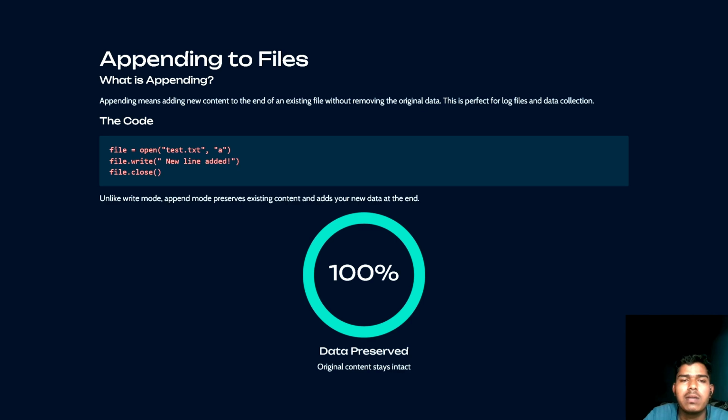Appending to files. What is appending? Appending means adding new content to the end of the existing file without removing the original data. This is perfect for log files and data collection. The code is file = open("test.txt", "a"). A means append. file.write("New line added"), file.close(). Unlike write mode, append mode preserves existing content and adds your new data at the end.